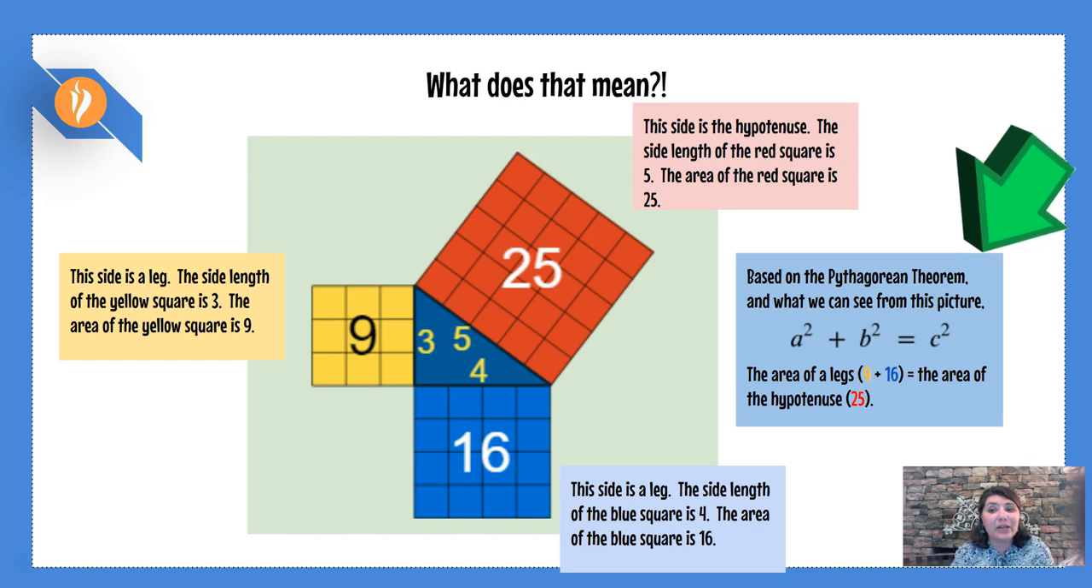So based on the Pythagorean theorem and what we can see from this picture, a squared plus b squared equals c squared. So the area of the legs, right? The area, not just the side length, the area, 9 plus 16 equals the area of the hypotenuse. So the yellow square plus the blue square equals the red square.